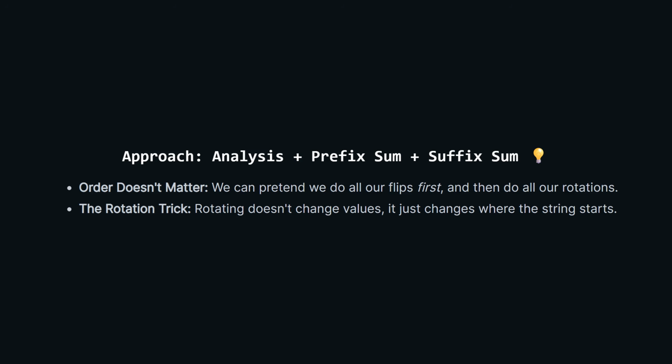The editorial points out a brilliant trick right away. Because shifting characters just moves them around in a circle, it doesn't change their actual values relative to each other. So we can mentally rearrange the steps. We can pretend we do all our flips first to set up a perfect alternating pattern, and then do all our shifting at the very end to line it up perfectly.